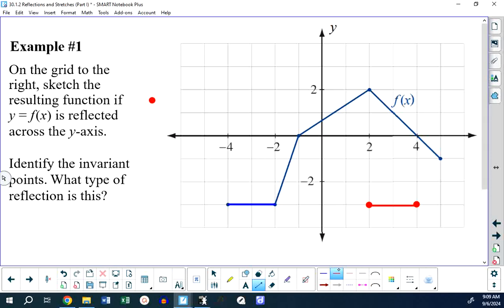And then I continue. My next point happens to be this one. It happens to be 1 unit to the left of the y-axis, so I'm going to reflect it 1 unit to the right, and then I connect them again. And I just continue in this fashion until I'm done. It's not a difficult process. My next point is this one. It's 2 to the right, so when I reflect it, it will be 2 to the left.